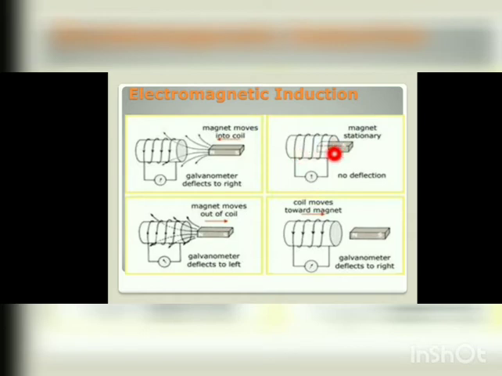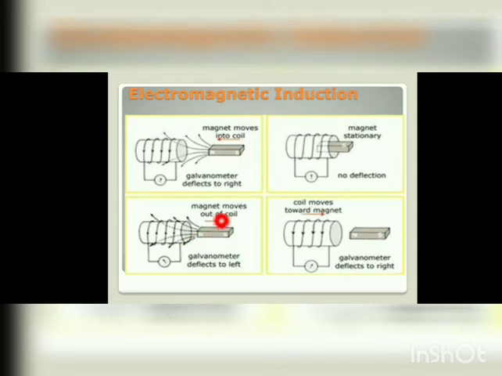So the lines of force associated with this coil are not changing. If 10 lines of force are associated with this coil, since the magnet is at rest, 10 lines of force will be associated with this coil always. It's not going to change. So there is no change in the magnetic field associated with this coil. Whenever there is no change in the magnetic field, no current is induced in the coil. Hence, the galvanometer does not show any deflection.